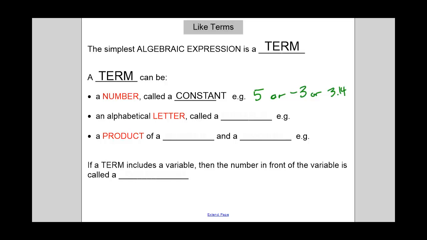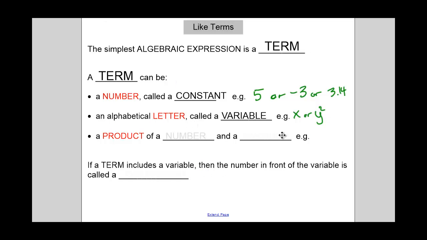We could also use an alphabetical letter, and that could also represent a term. We use variables for those. So again, we've seen that before. X represents any number possible. Y could represent a different number from X, but any number possible. Y squared could also represent any number possible multiplied by itself. So you can do mathematical operations to those as well.